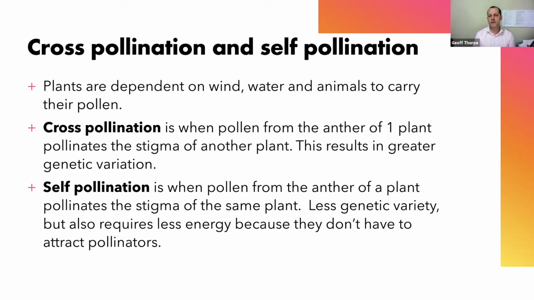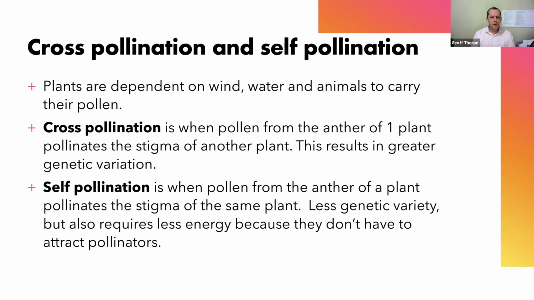Self-pollination is when pollen from the anther of a plant pollinates the stigma of the same plant. In this example, there's less genetic variation. That's obviously not as good when we think about evolution and variation being a requirement for evolution. If a selection pressure comes, there's a chance that one type of variation can survive. That's not the case with self-pollination, but it may be better than nothing.